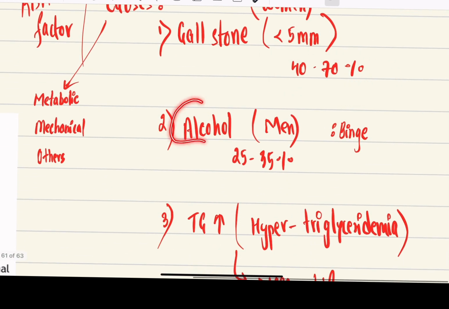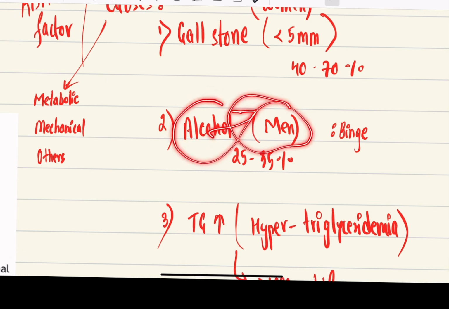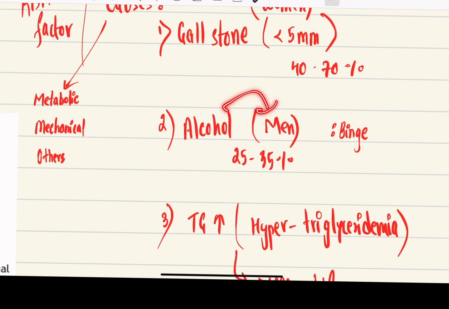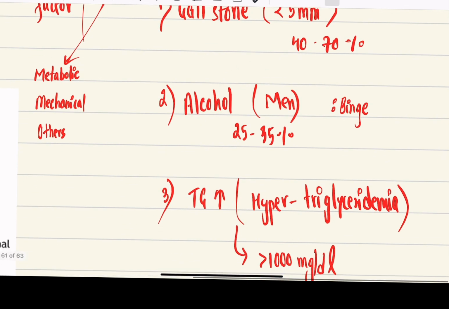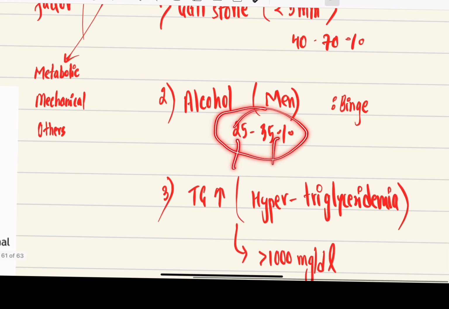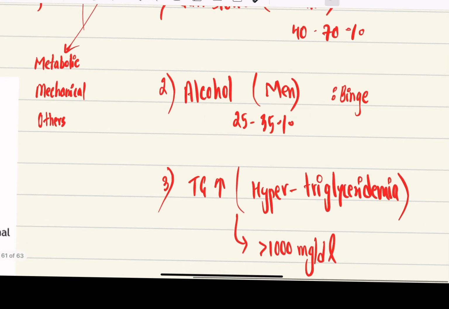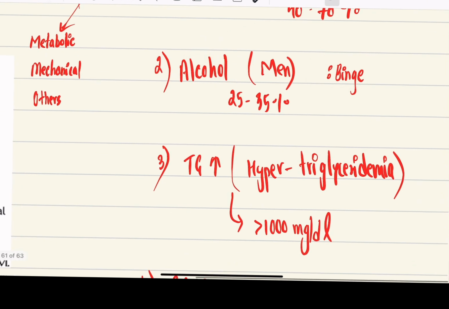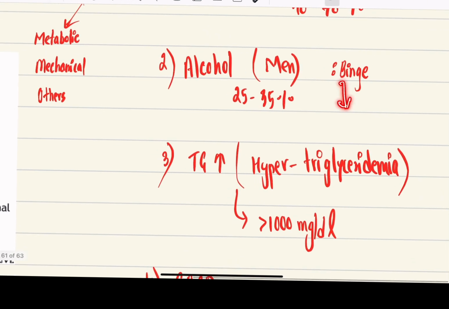The second important cause is alcohol. Mostly men are alcoholics, so it is more common in men, but females might also have alcoholic pancreatitis. Its incidence is 25 to 35%. Generally, binge alcohol might result in acute pancreatitis. Binge alcohol means drinking a large amount of alcohol at a single time.